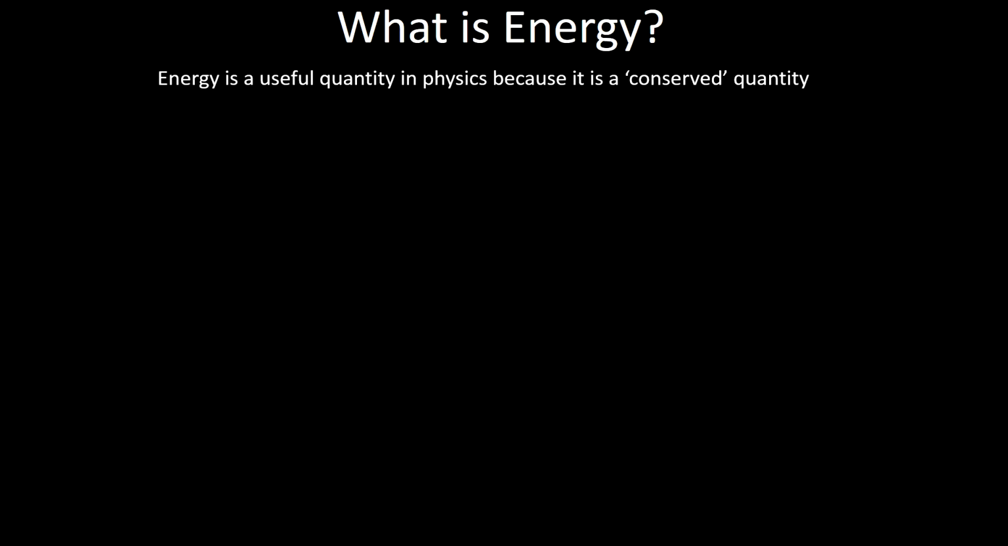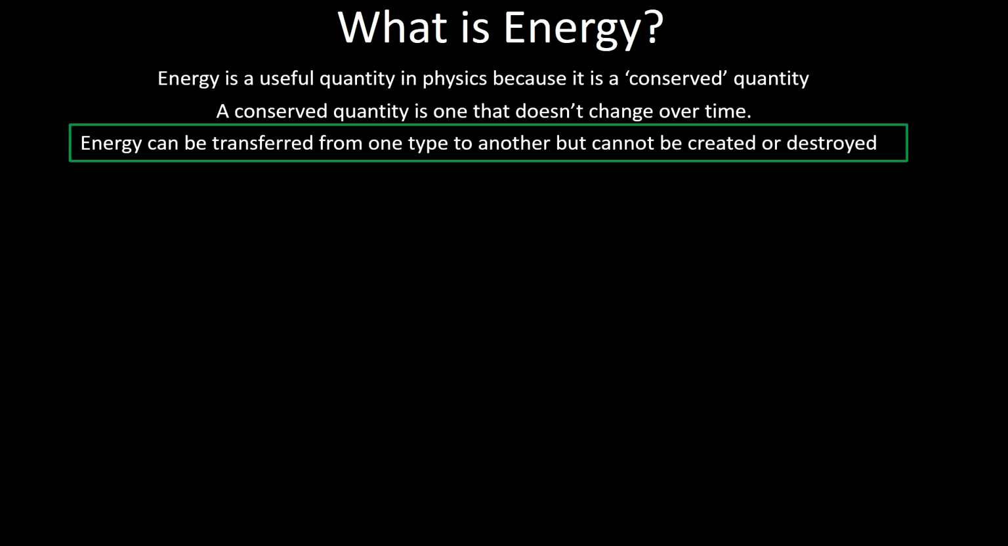Well, it's basically a useful thing that physicists have made up because it's what we call a conserved quantity, and conserved quantities are very useful. A conserved quantity is one that doesn't change over time. Another example would be the total momentum of a system. This is summarised in the idea called the conservation of energy, that energy can be transferred from one type to another, but cannot be created or destroyed.